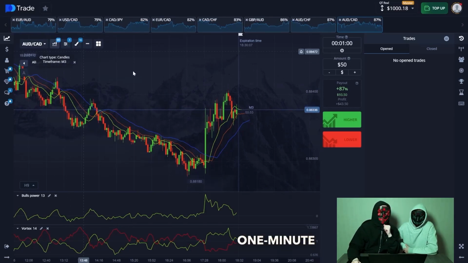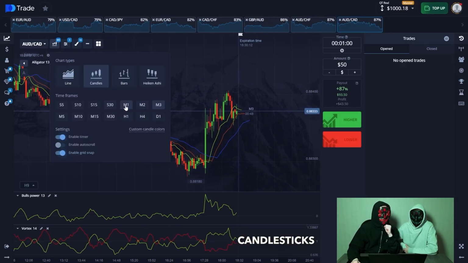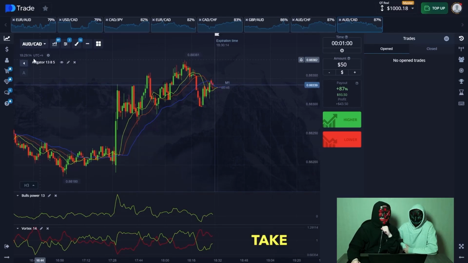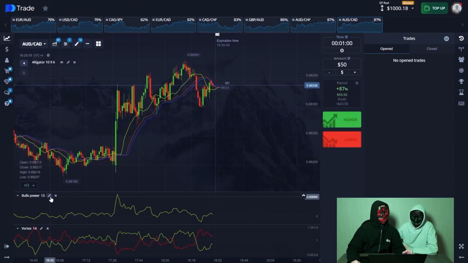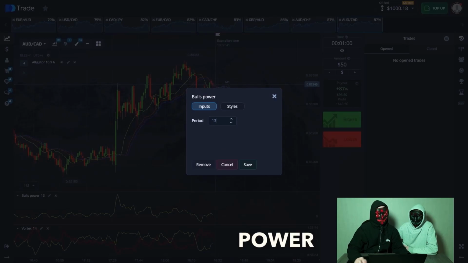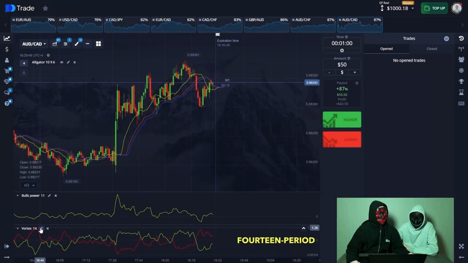We'll trade on a 1-minute time frame. Immediately switch our candlesticks to a 1-minute chart. Take a pencil and change the periods here. Let's put 4 periods, 6 periods, 7, 9, 8 and 10 from the end. We'll also set up the Bull's Power for period 11. You can choose any style here. We have Vortex by default. Here are the settings according to the 14 period style.